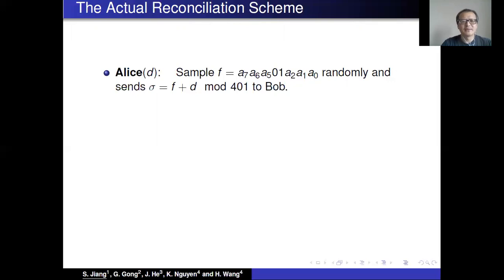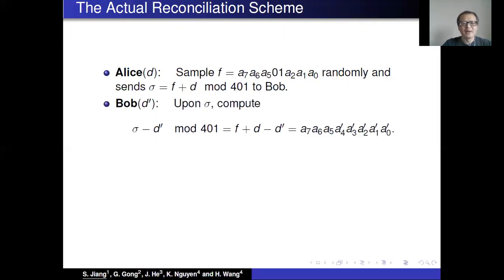This gives our motivation to construct the reconciliation. In this case, Alice has a secret d. She samples the number f randomly, except a4, a3, which are the constant 1, 0. She sends sigma equals f plus d modulo 401 to Bob. Bob has a secret d prime that's close to d. When Bob receives sigma, he computes sigma minus d prime modulo 401, which as we observed in the previous slides is f plus d minus d prime in the integer domain. So this remains the same for the highest three bits, a7, a6, a5.